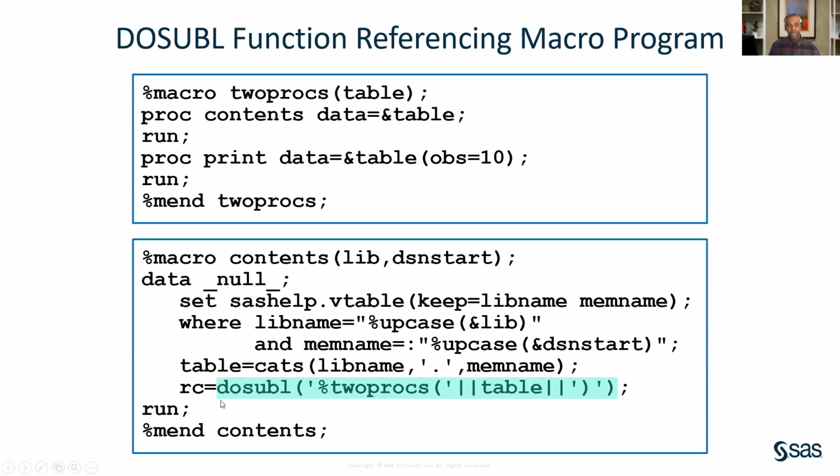And then I use the assignment to invoke the DOSUBL to invoke that macro program. You see %2procs, and I'm concatenating that with the table name and a close parenthesis. So I have a complete call to the macro program for every single data set in that library that begins with whatever text I specify.